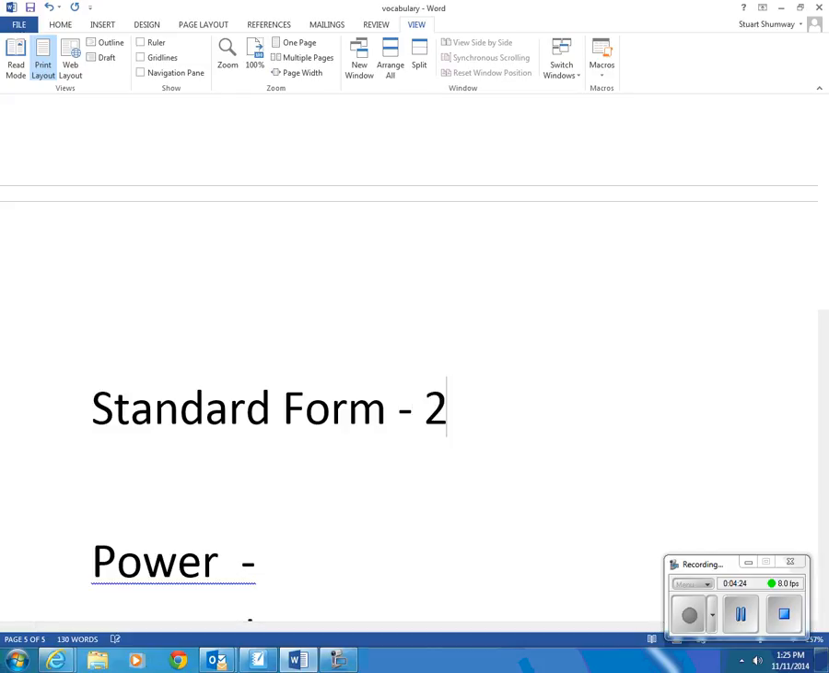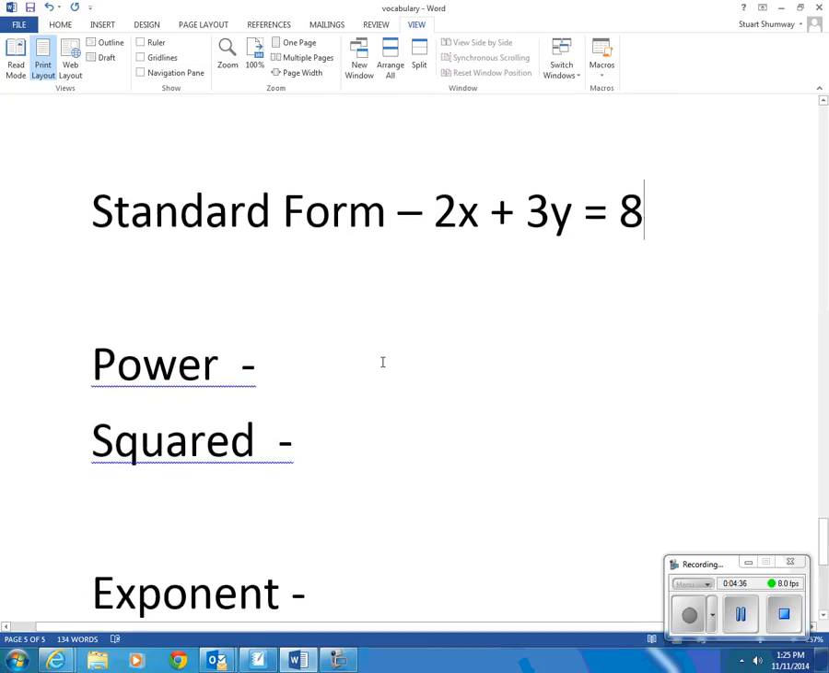Standard form would be something like 2x plus 3y equals 8. Both the x term and the y term are on the same side. The constant term is on the other side.